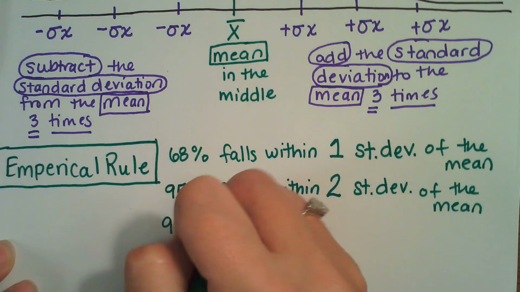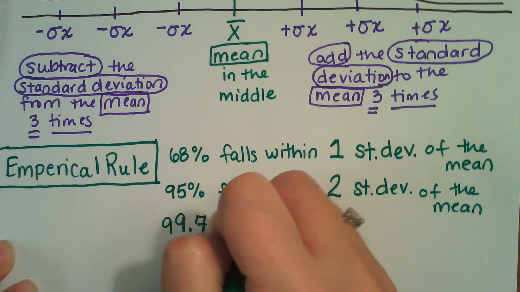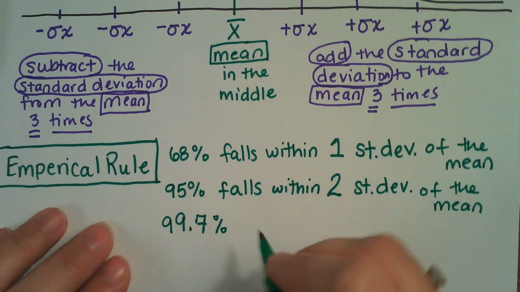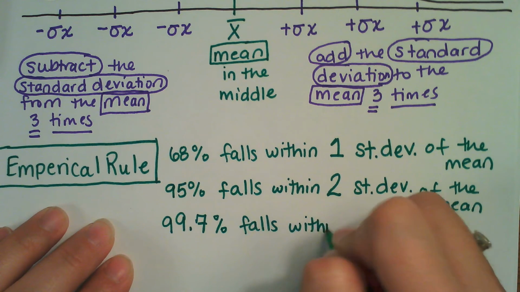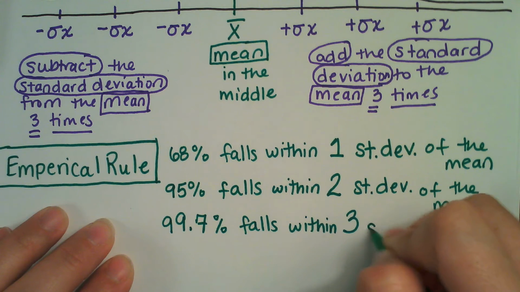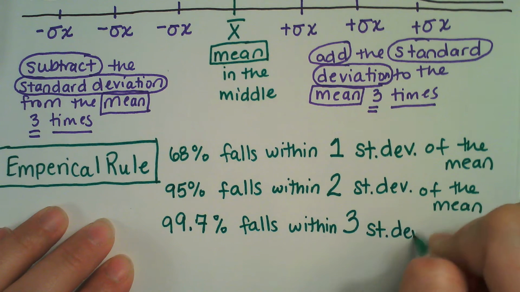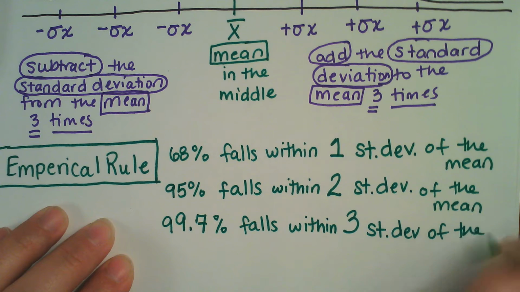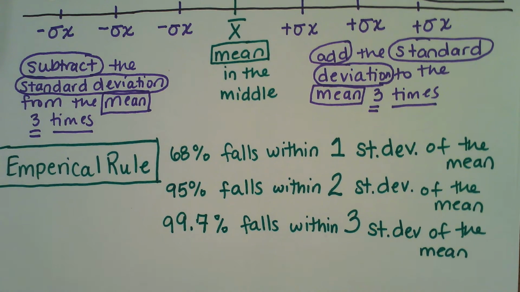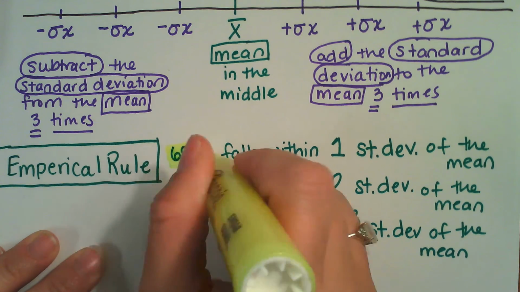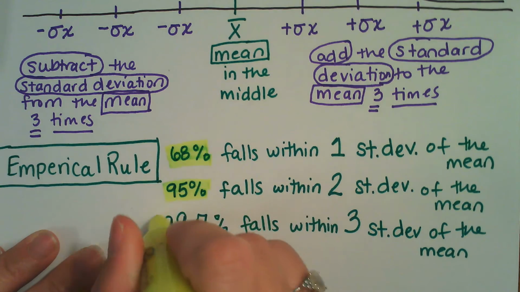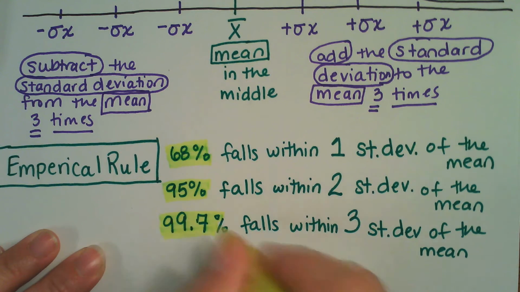And 99.7%, or almost all of your data, falls within three standard deviations of the mean. And I'll show you what that means for us. But basically, these percentages are going to be our answers in the lesson today. So here's what's important for today's lesson.